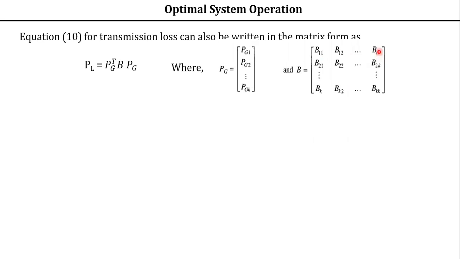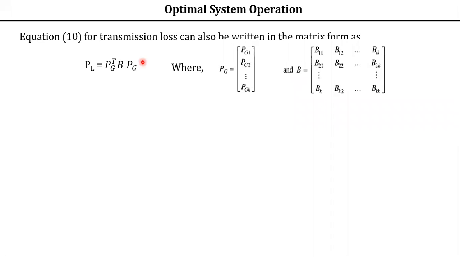B11, B12, etc. They are assuming there are K plants. How to write the first row, you know it. For the second plant, it is B21, B22, B2K. For the third plant, etc. For the Kth plant, it is BK1, BK2, BK3, etc., BKK. And B21 is equal to B12, it is a symmetric matrix. This is how the B matrix will be represented in matrix form. Is it clear? P_G transpose into B into P_G, where P_G is this one and B is this one.